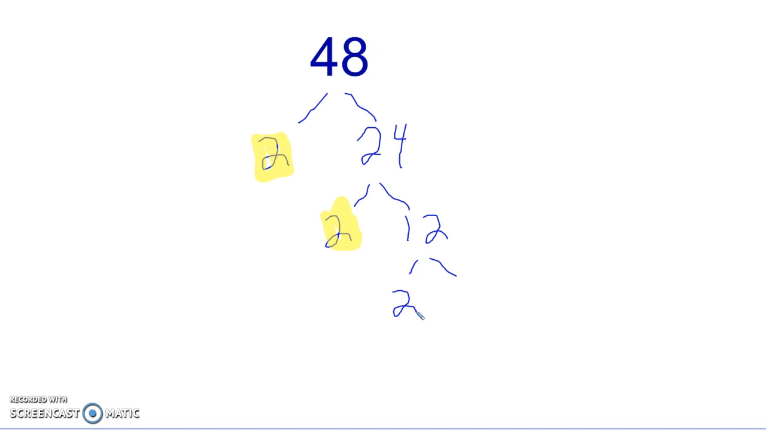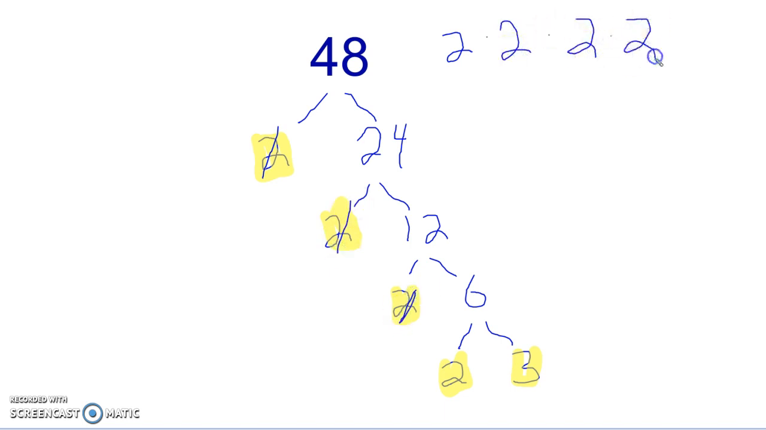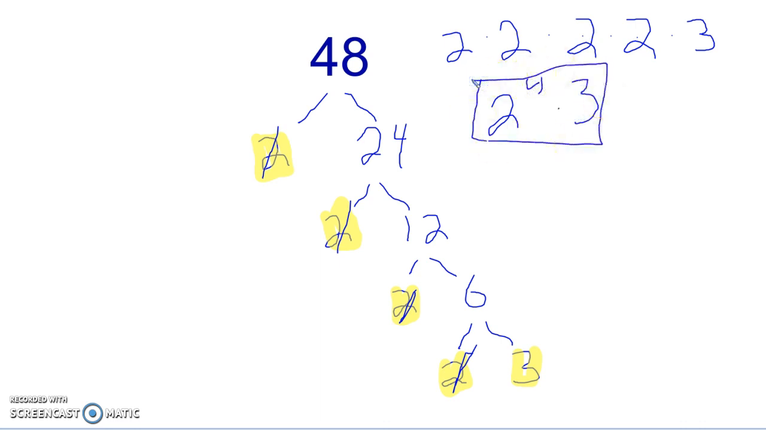So I know that 6 times 2 is 12. This 2 here is prime. However, 6 is not, so we must continue that as well. 6 is also even, so we're going to have 2 times 3 is what gives us 6. And both of those are prime, so that's where we stop. So if we're going to write out the prime factorization of 48, we're going to get 2, that's this 2, times 2, that's this 2, times 2, that's this 2, times 2, that's this 2, times 3. If we were to write this as exponents, there's 1, 2, 3, 4 2's. So that means we're going to have 2 to the 4th power times 3, and that is our prime factorization of 48.